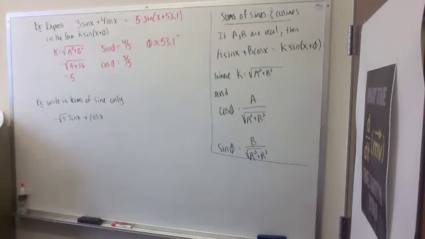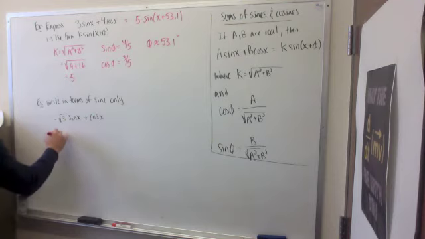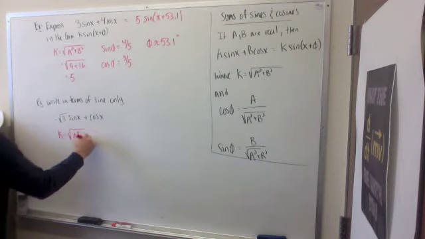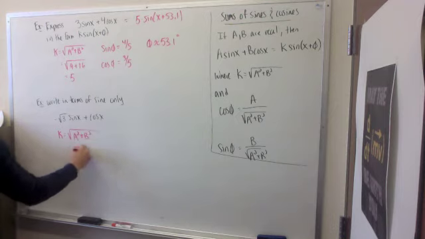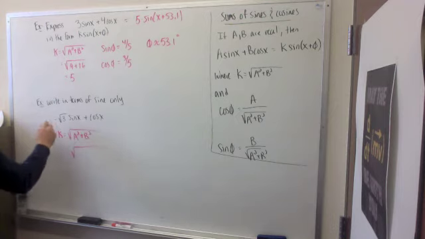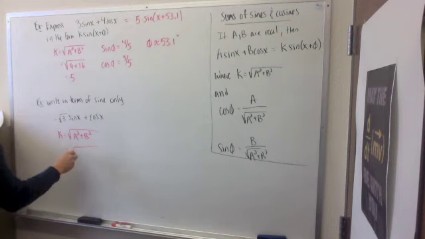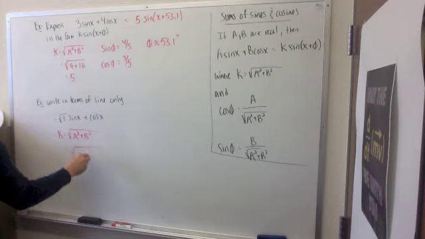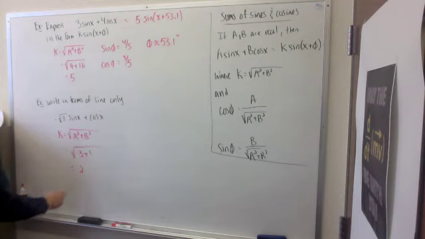Let's try this one. Okay? So the first thing we want to do is find k. K is the square root of a squared plus b squared. So it's the square root of the square of negative root 3, which will be 3, right? Plus here I have 1 squared, which is 1. This equals 2. Square root of 4 is 2. So I know my k value is 2.